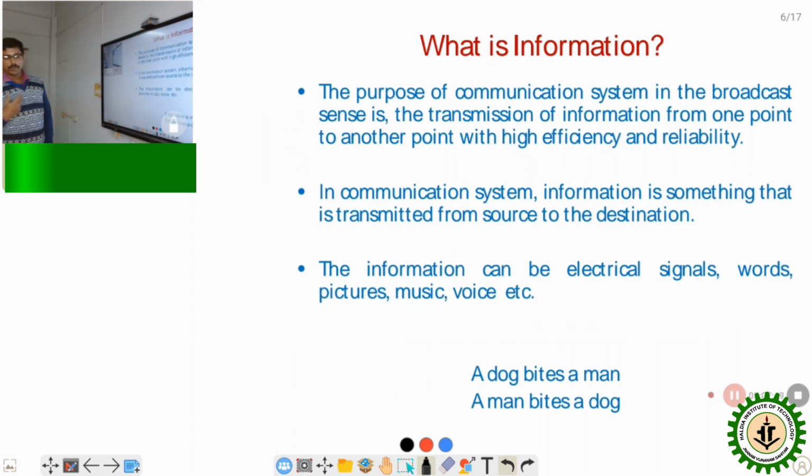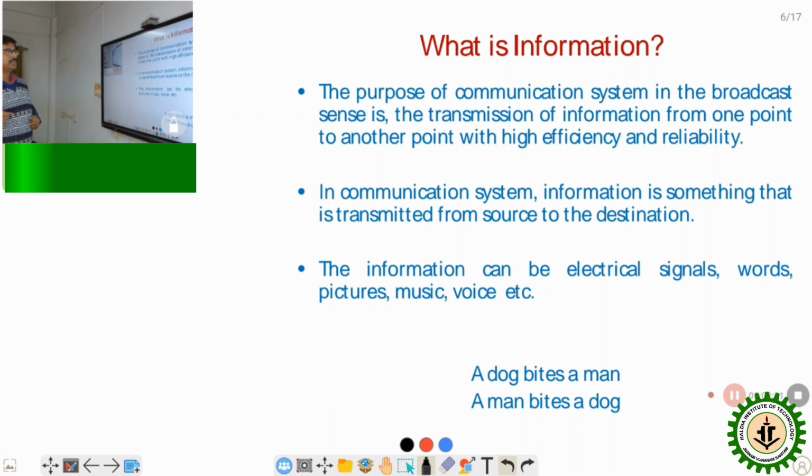Now, before going to the details of source coding, I want to explain what information is. Information is directly related to the communication system. A communication system is the transmission of information from one point to another with high efficiency and reliability. High efficiency means efficient use of information, otherwise a lot of bandwidth is required, which means the total system cost will be higher.